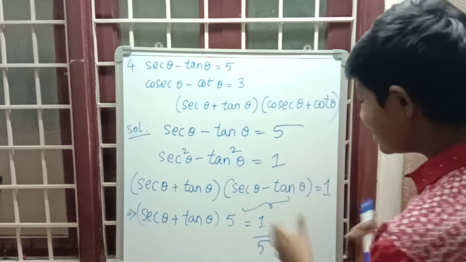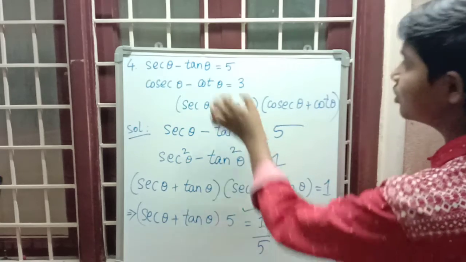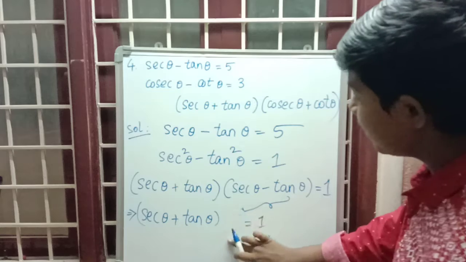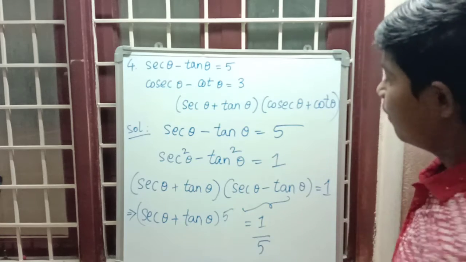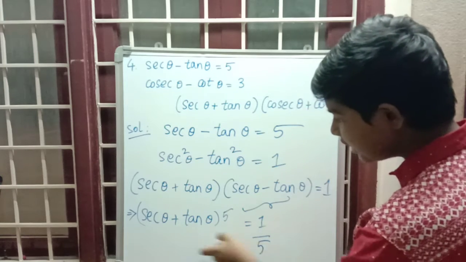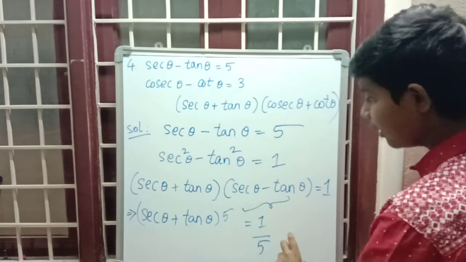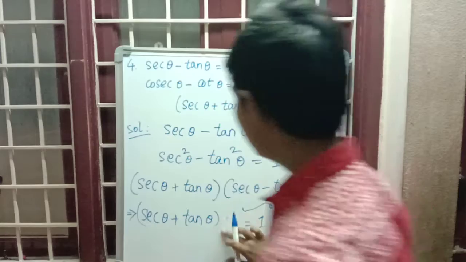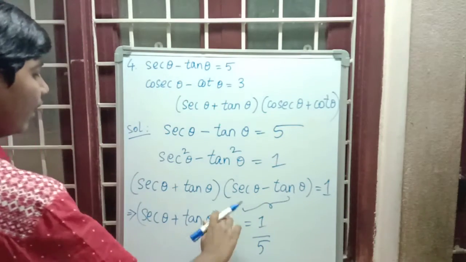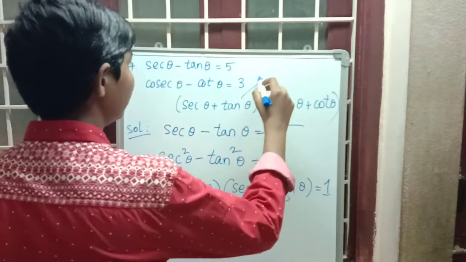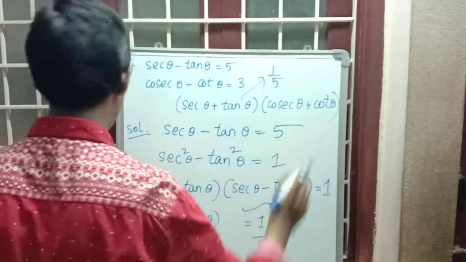First, secant theta minus tan theta is equal to the given 5. After this, I am saying we can send the 5 to the RHS. It is multiplying with secant theta plus tan theta, and when it goes to the RHS, it becomes divided by 5. So the value of secant theta plus tan theta is 1 by 5.